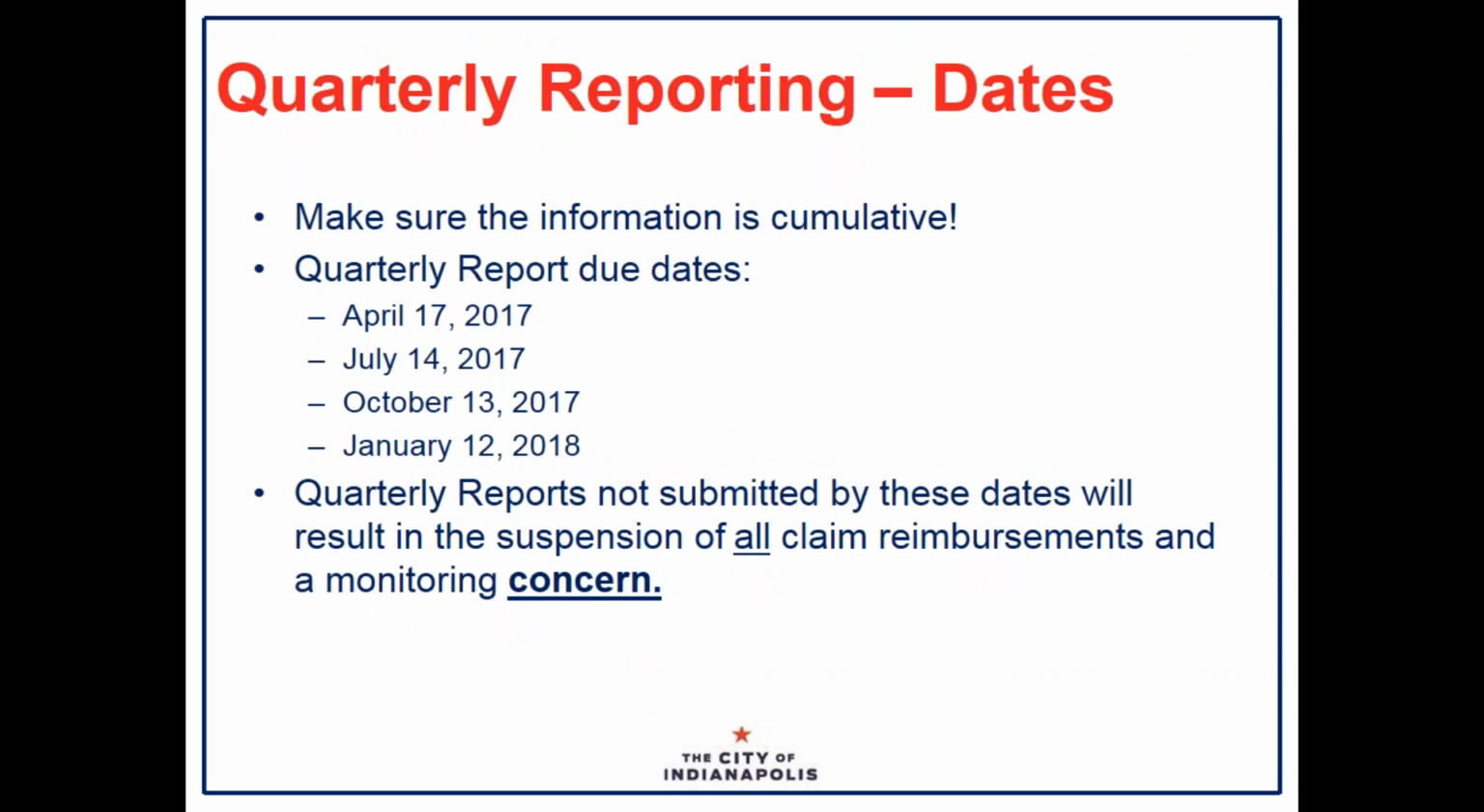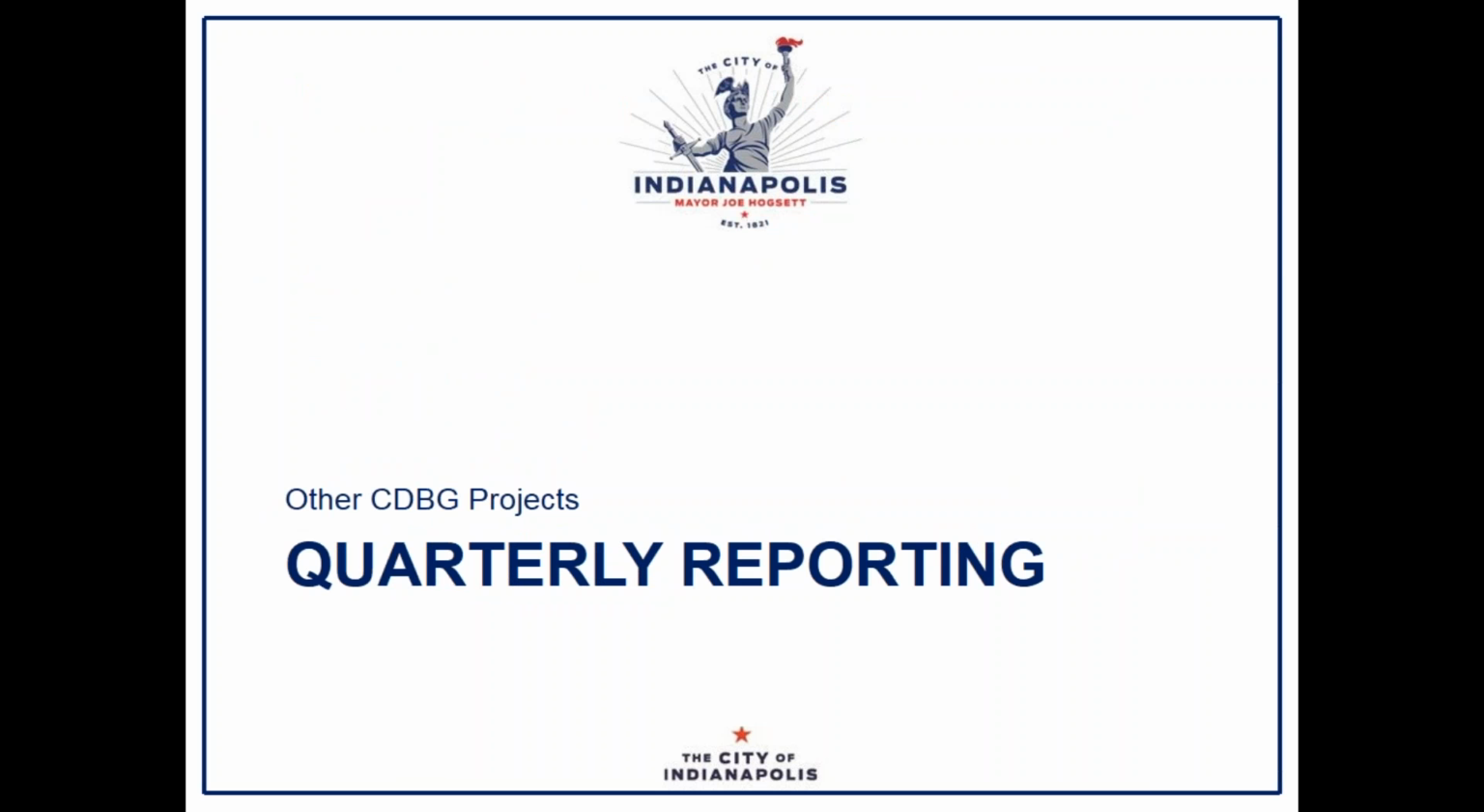All right, and here's the dates for quarterly reporting. Make sure the information is cumulative. The due dates are April 17th. That's 1 week from now, next Monday. So hopefully this is already on your radar. And then again in July, October, and January of next year. Quarterly reports not submitted by these dates will result in the suspension of all claim reimbursements and a monitoring concern.